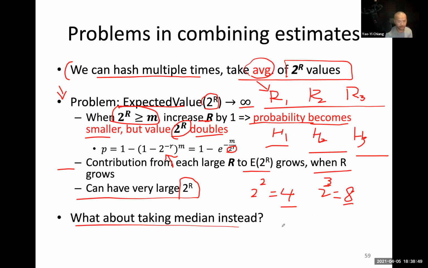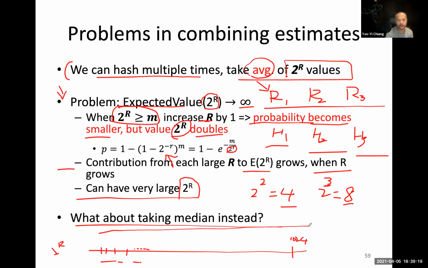Well, sometimes people just take a median. For example, let's say these are your 2 to the power of r values. You can have 2, you can have 4, you can have 8, 16, and so on. But somehow some hash function gives you a really large number, 1024. If you take an average of all these values, your average is probably somewhere here, right? Although we know this is an outlier, and most of your data points are here, we still cannot use the average to correct this estimate.